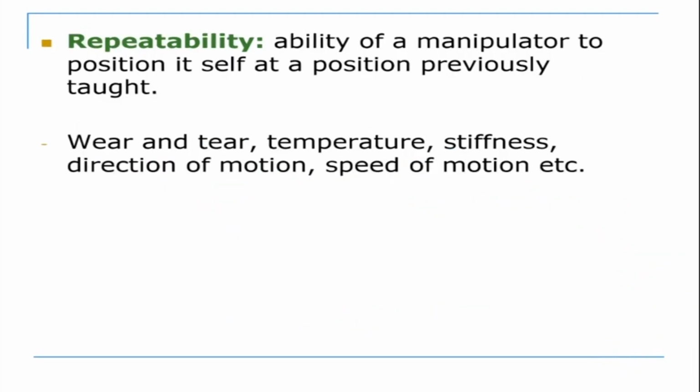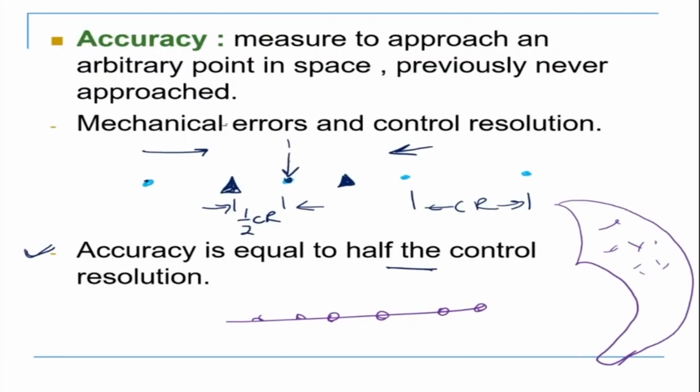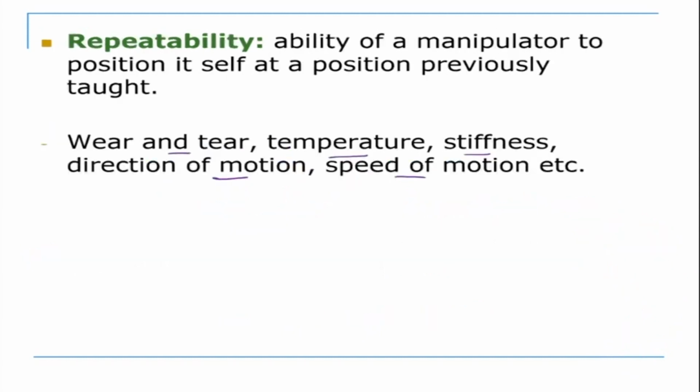There is another term which is used, called repeatability. It is the ability of a manipulator to position itself at a position previously taught. And this is because of wear and tear, temperature, stiffness, direction of motion, speed of motion. The previous errors were essentially mechanical errors, gear backlash and things like that. But here we are saying that wear and tear with time, temperature, stiffness, direction of motion, speed of motion will cause more errors.